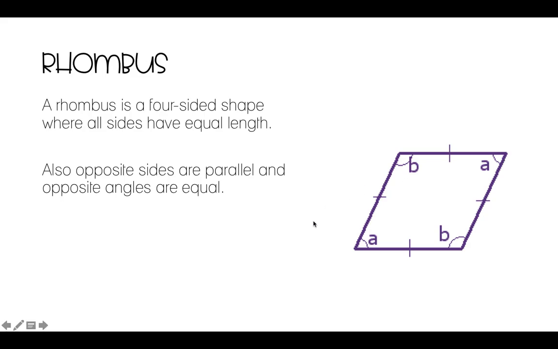A rhombus. A rhombus is a 4-sided shape where all sides are equal in length. So we've got 1, 2, 3, 4. It's different to a square because it's tilted, which means that only opposite angles are equal.